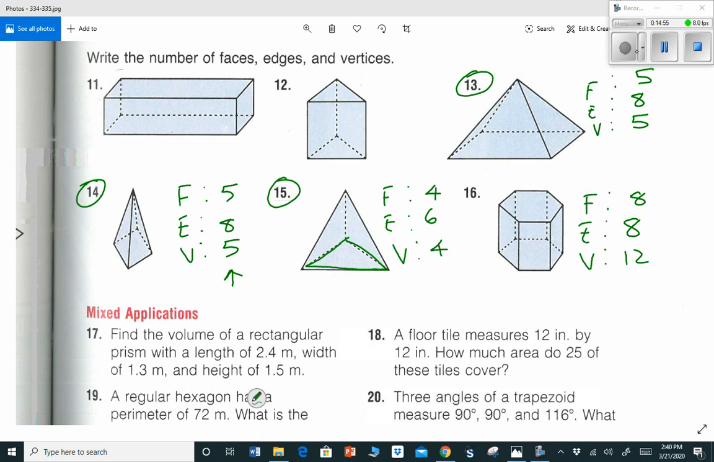Number 15 is a triangular pyramid because it's got a triangular base, 4 faces, 6 edges, 4 vertices. Number 16 is a hexagonal prism with 8 faces, 8 edges, and 12 vertices. That is not right. The edges are 18. Wow, that's a lot of edges, but you can see 6 around the top, 6 around the bottom, and 6 up and down makes 18 edges.